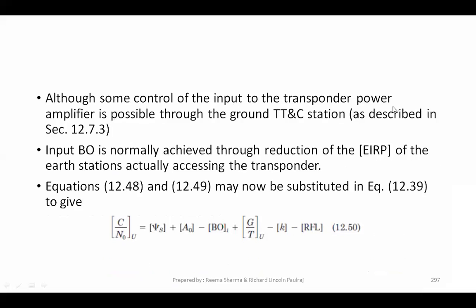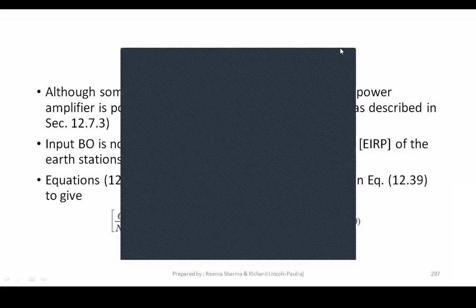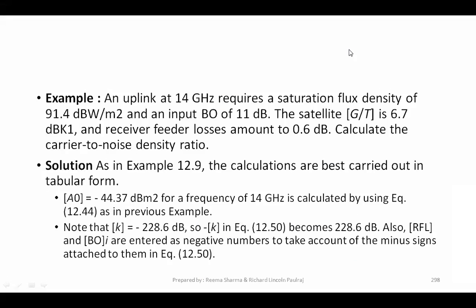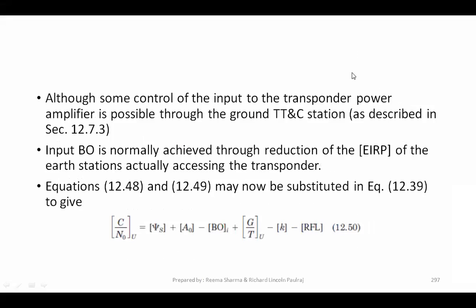Although some control of the input to the transponder power amplifier is possible through the ground and your telemetry, tracking and control station. So even that is possible. If you have to reduce your signal, then you have the option to control it from the base station also. Not only just reducing the input, but in the base station also you can reduce it and make sure that your output values come in the proper desired range. The input back off is normally achieved through reduction in VAR.